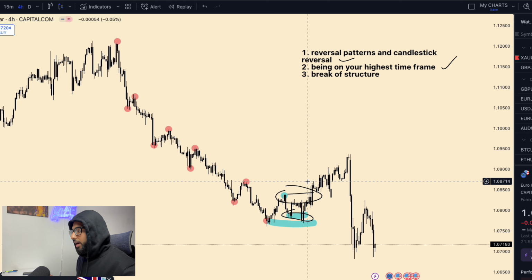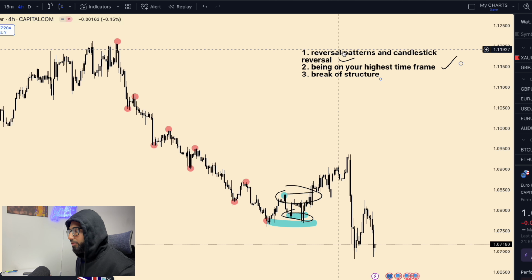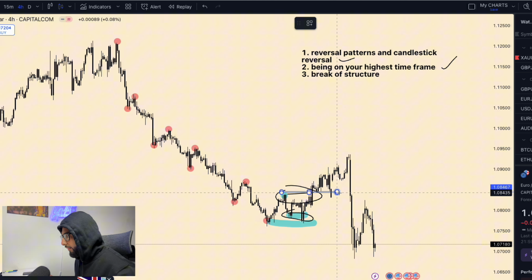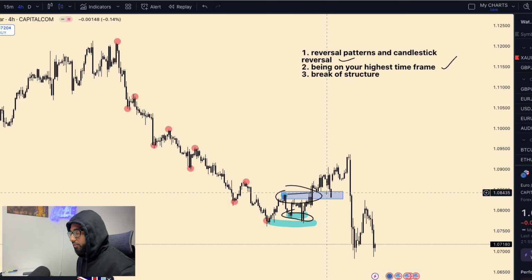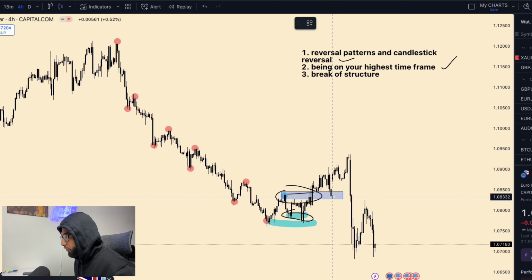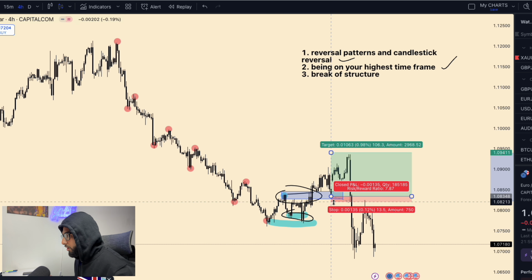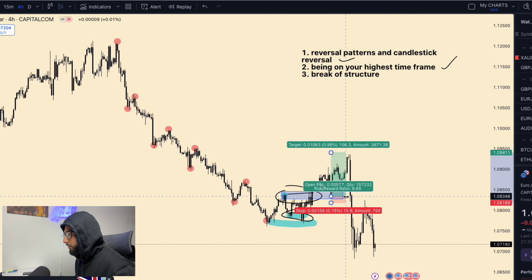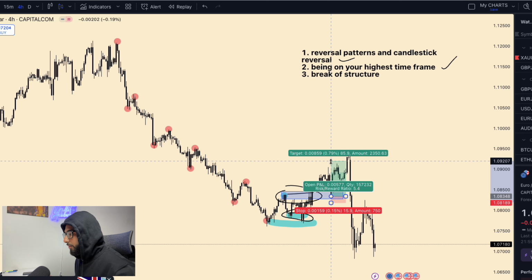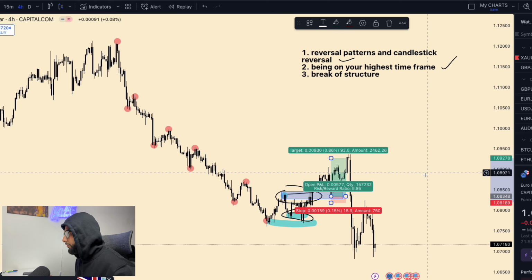And you guys need to understand this. These are the three elements. Then what you can do is draw a POI at this area. Look at how amazing this is. As soon as price comes here, we place a buy, with the stop loss below here. Targeting, let's say, a key level.